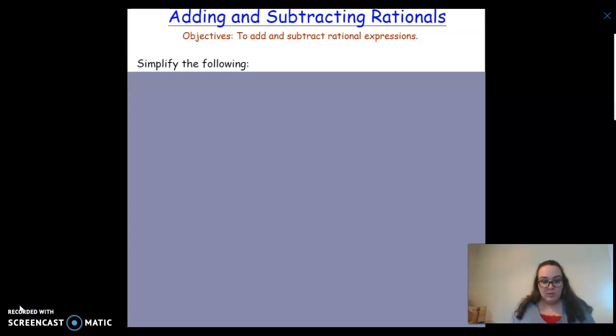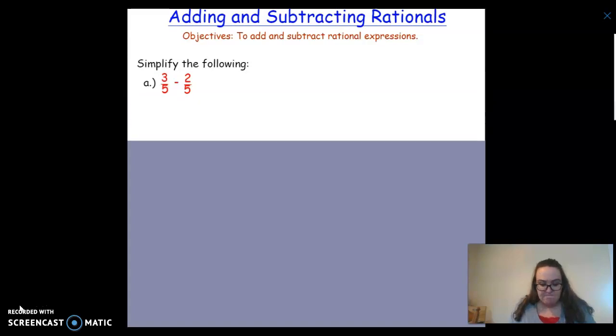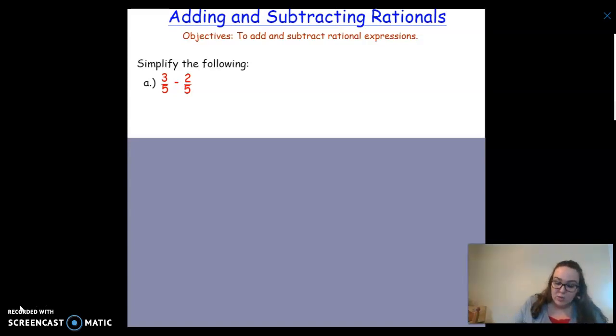So we are going to start with simplify the following. Right here, it just says 3/5 minus 2/5. I started with something we are familiar with because we know that to add and subtract fractions, they have to have a common denominator. Well, 3/5 and 2/5 have a common denominator, so I can go ahead and subtract these. 3 minus 2 is 1. 5 is my common denominator, and so I leave it as 1 over 5.